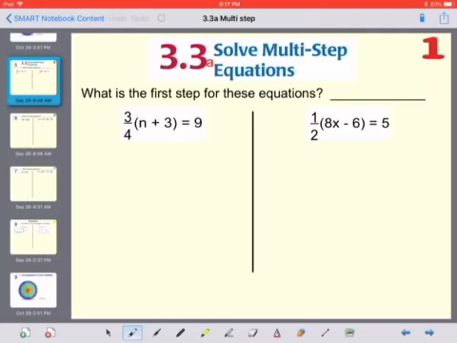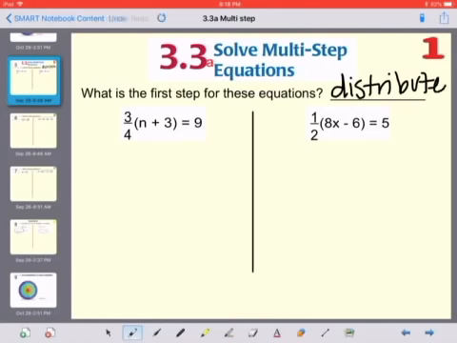Hello, today we're doing multi-step equations 3.3a. Before we start, you see in both of these problems we have parentheses. Remember back to chapter 2, what do we do when we have parentheses? That word for multiplying that number out front by both halves is called distribute. It's called the distributive property.